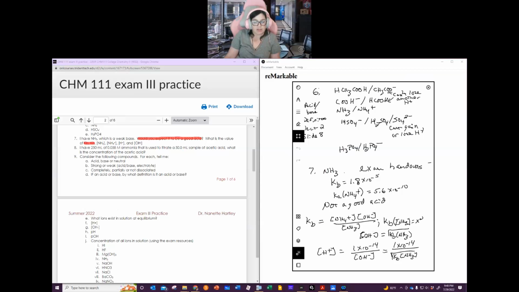I know that OH minus is equal to NH4 plus. Both of those are equal to each other, and that's this expression right here. If I'm looking for H plus, it's 1 times 10 to the minus 14th over OH minus, or 1 times 10 to the minus 14th over the square root of Kb times NH3 will give me that expression. Okay, so that takes me through all of the things that they've asked me.